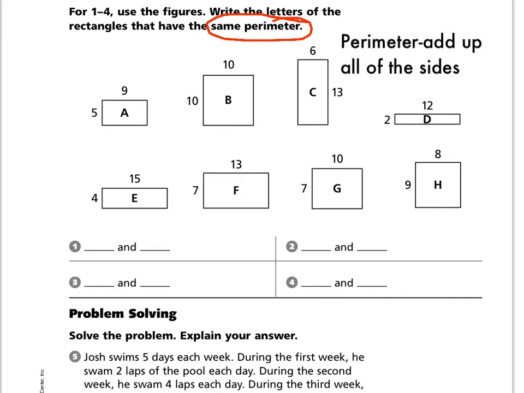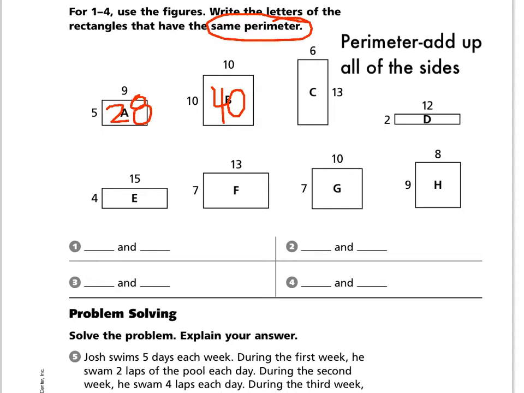So looking at letter A, I know that I'm going to have 9 plus 9, which is 18, and 5 plus 5, which is 10. 18 plus 10 is going to be 28. For letter B, I have 10 plus 10 plus 10 plus 10, or 4 times 10, which is going to be 40. For letter C, I have 6 plus 6, and also 13 plus 13.